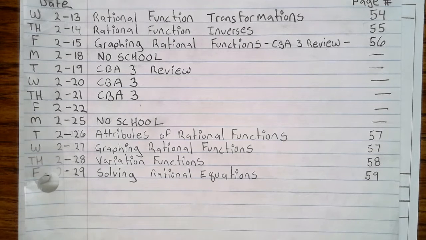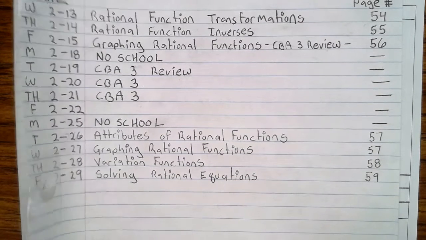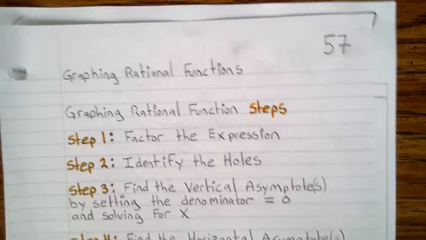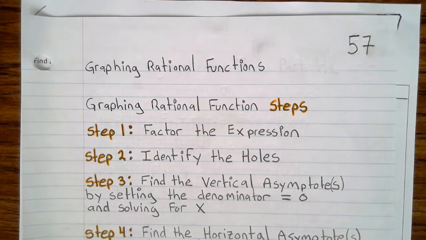Okay, Wildcats. Today we're looking at Wednesday, February 27th, graphing rational functions on page 57. If you would, update your table of contents. All right, now your table of contents are updated. Let's take a look at our notes. All right, graphing rational functions on page 57.